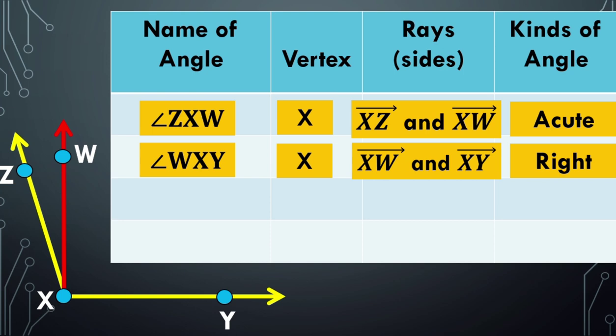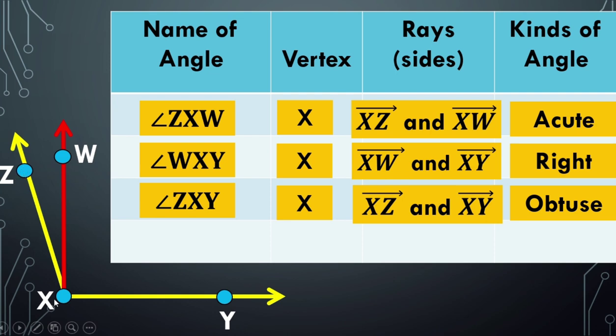We have WXY. Or, pwede rin namang angle YXW. Hindi pwede ang WYX ha, kasi Y is not the vertex. Alright, so WXY, or angle YXW. Since X is placed at the center, that is your vertex. That is point X. Now, what are the rays? So, starts with an endpoint. Ray XW and ray XY. Those are the sides. And that is a right angle. And the last one, we have angle ZXY, or angle YXZ.